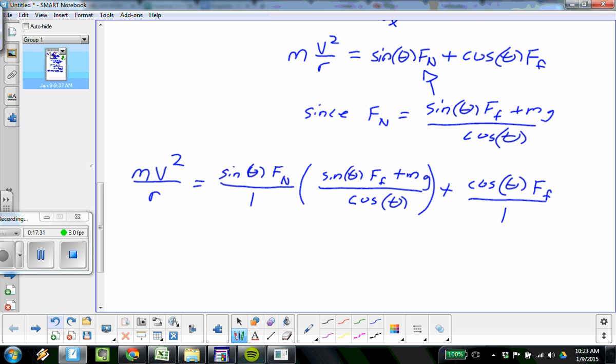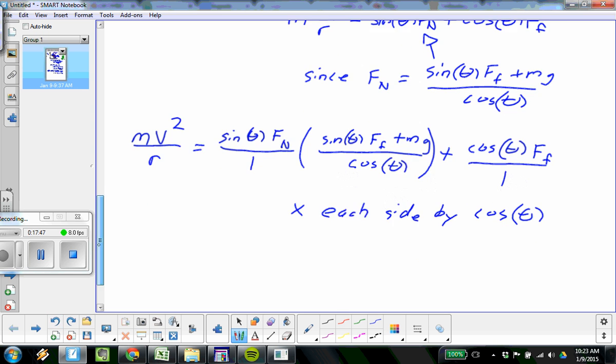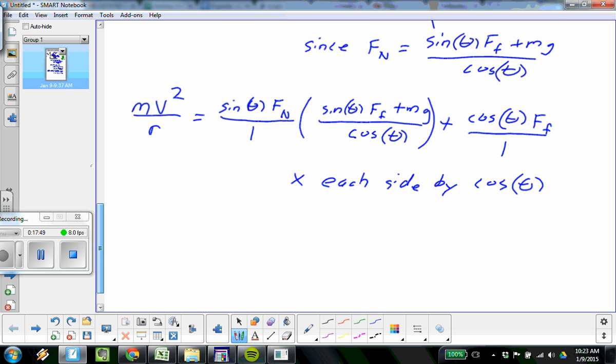Now I'm going to multiply each side by cosine theta. I'm trying to get the f alone, so I'm going to multiply each side by cosine theta. When I do that, let me go ahead and write what I'll have there.